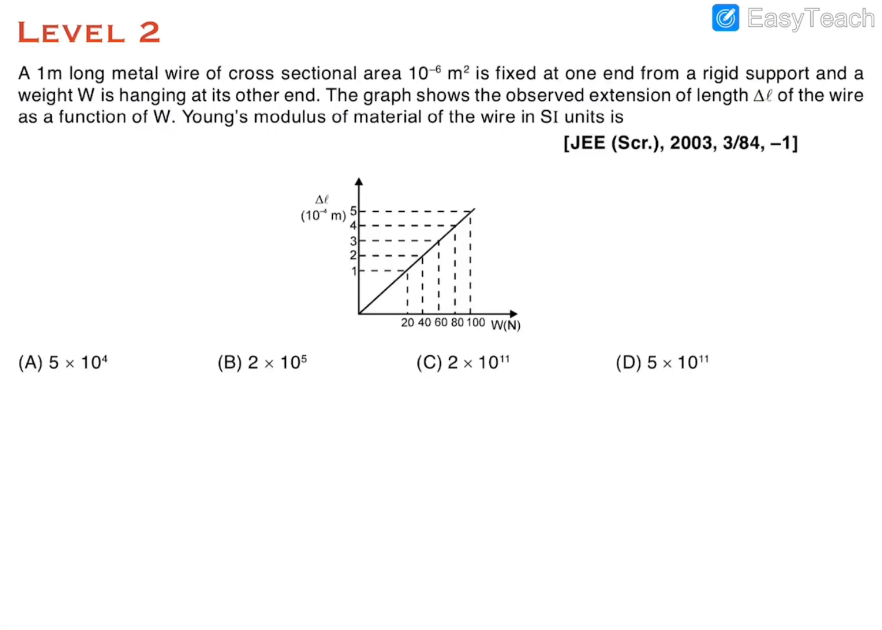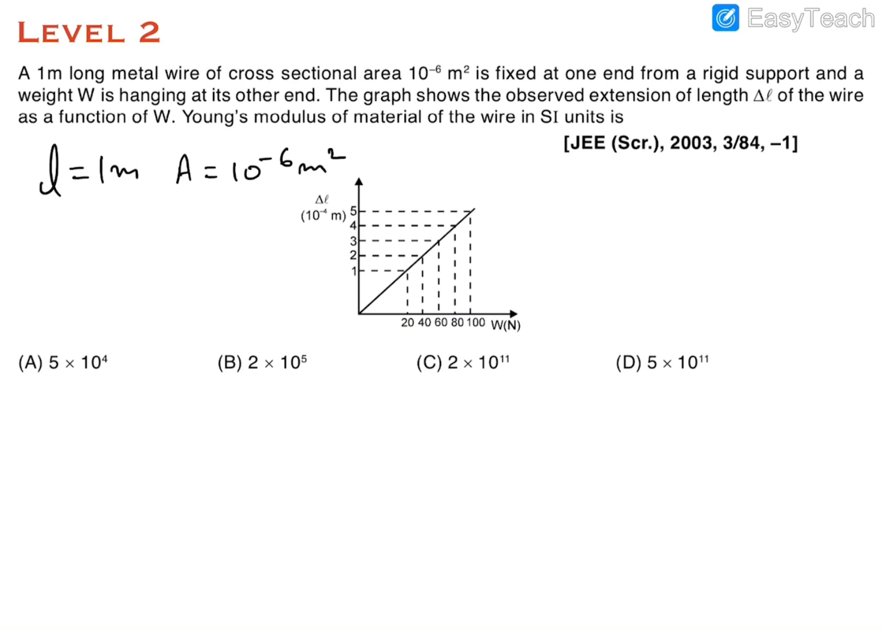In this question, you can see that there is a 1 meter long wire, which means its length is 1 meter, and the area of cross section of this wire is 10 raised to power minus 6 meter square. It is fixed from one of its ends with a roof, and the other end is suspended with a weight of W, and this graph shows the observations of delta L plotted with weight, and we have to find out the Young's modulus in standard units.